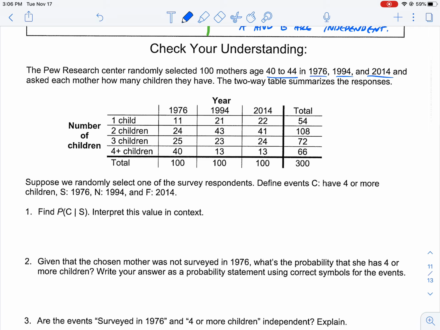So take a look here. Here's our years. So what they asked was, how many kids do you have?